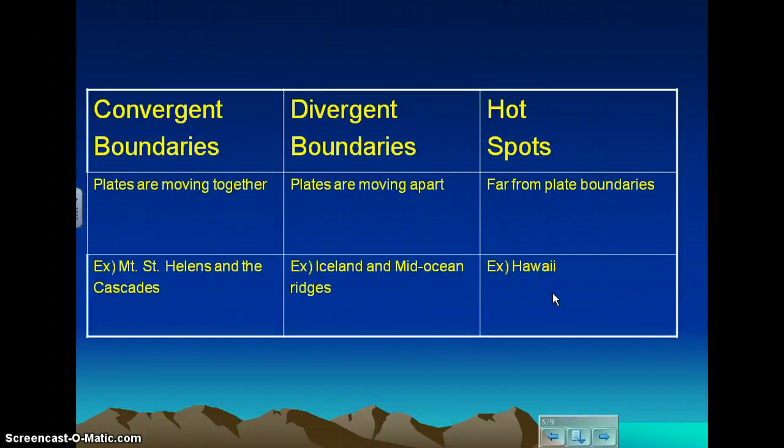One very good example of an area where there's a hot spot is Hawaii. The Hawaiian Islands have formed because of an area that is warmer in the mantle there, and that material rises to the surface, and it has eventually formed those volcanic islands.